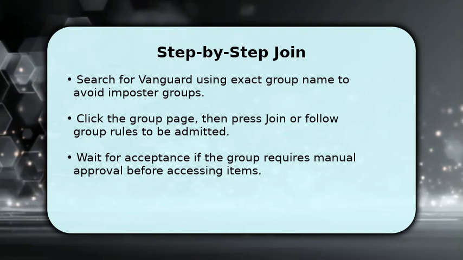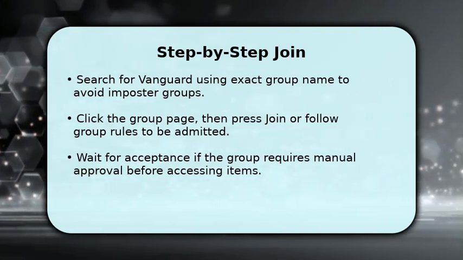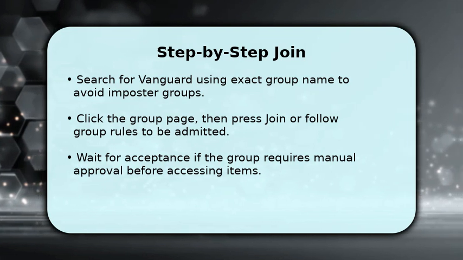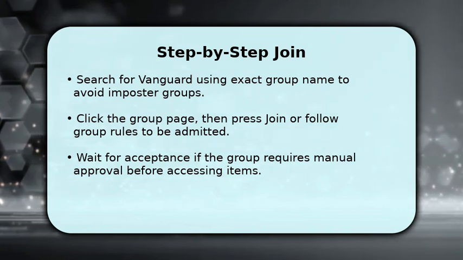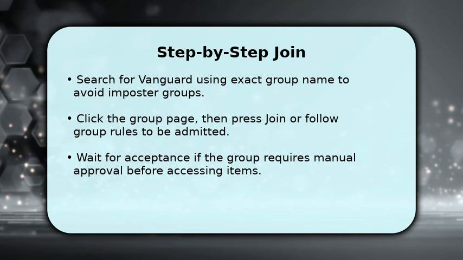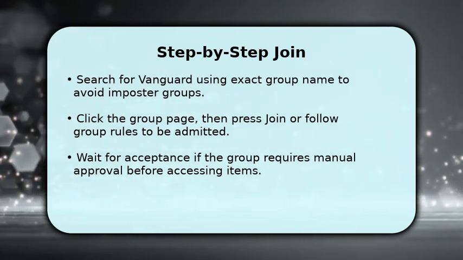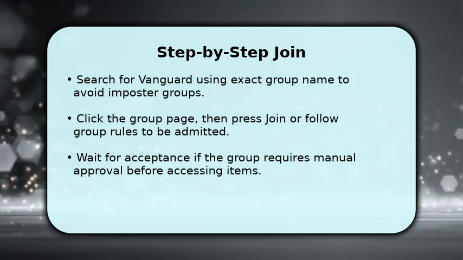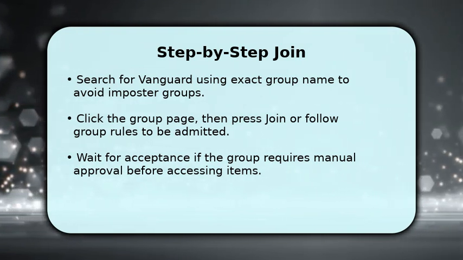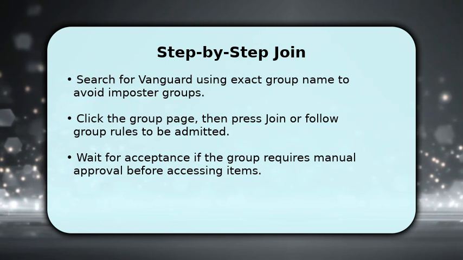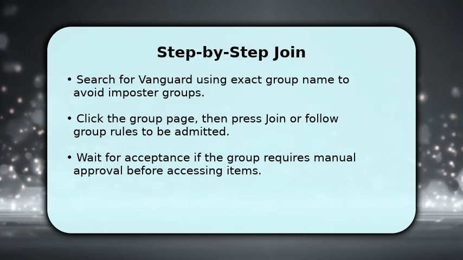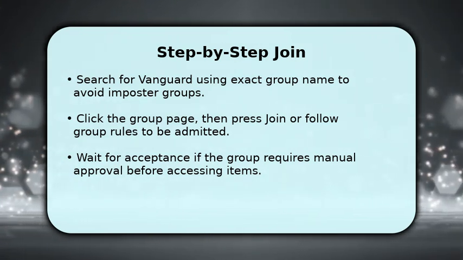Sign into Roblox and use the search field to locate the exact Vanguard group name to avoid fakes. Tap the group result, read the description and rules, then press join or follow any listed steps to request entry. If the group uses manual approval, check notifications and wait for acceptance before attempting to access the group store where the Vanguard shirt is listed for members only.